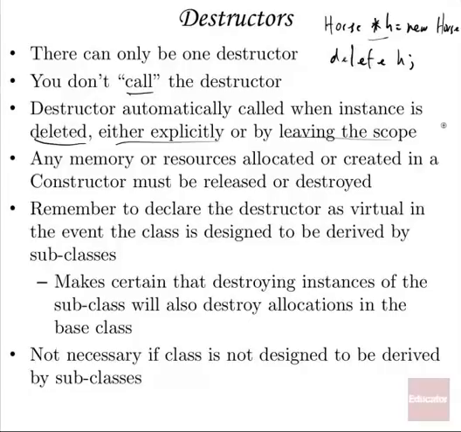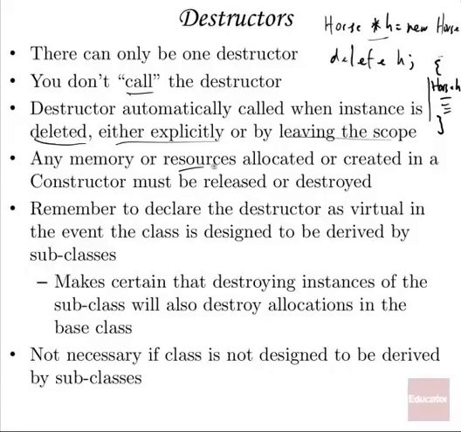Leaving the scope is like you have an open bracket and you declare your Horse. You do whatever you're going to do with it, and then you have a closed bracket. This could be like a while loop, it could be an if clause, or you just randomly stick braces inside your code for no particular reason. So when it leaves scope, the objects that were defined inside the scope are destroyed. So the destructor will be called.